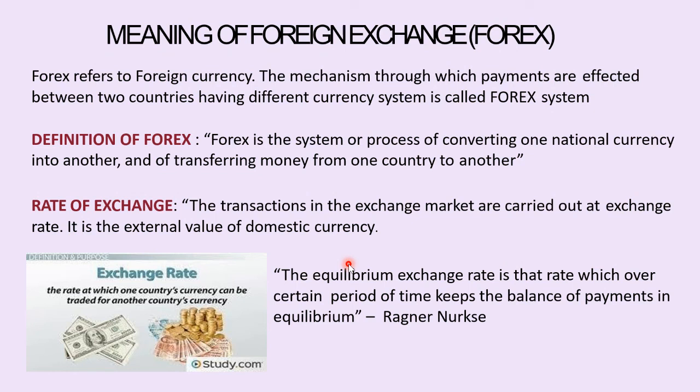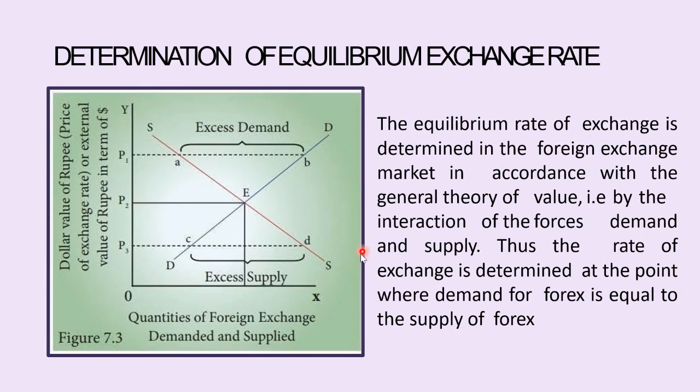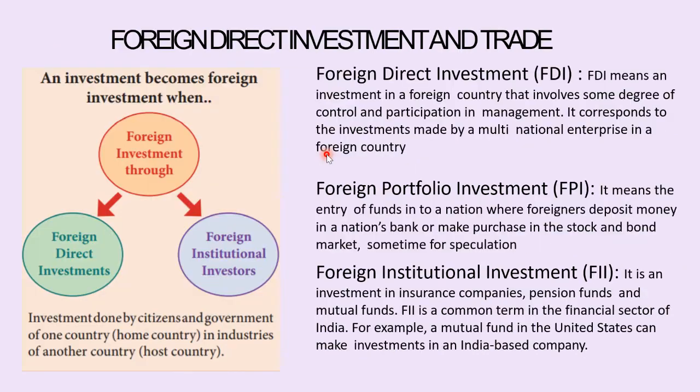Then we saw foreign exchange, the meaning of foreign exchange. In short, it is called forex. There we saw the rate of exchange and the equilibrium exchange rate. Then, again a very important question: demand and supply. Here there is a mistake. This is the demand curve and this is the supply curve. The demand curve always slopes downwards from left to right. The supply curve slopes upwards from left to right.